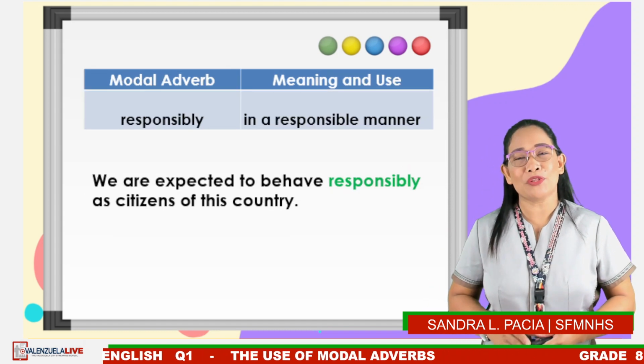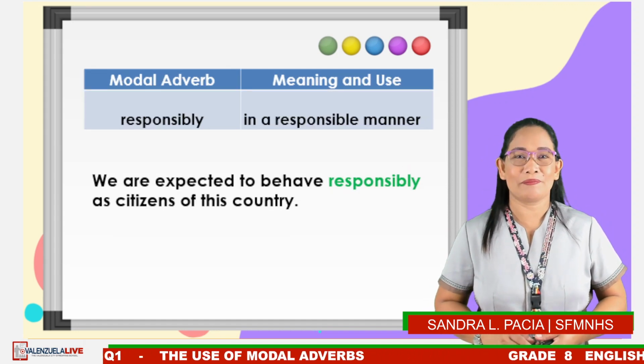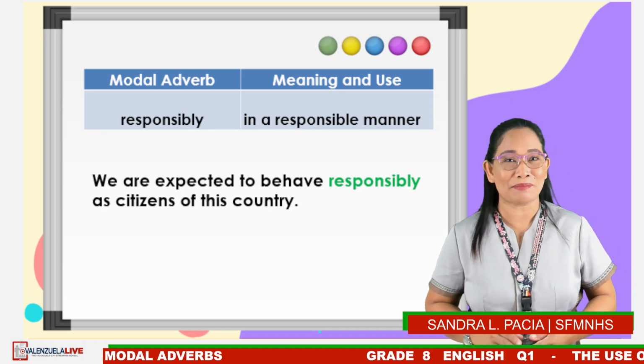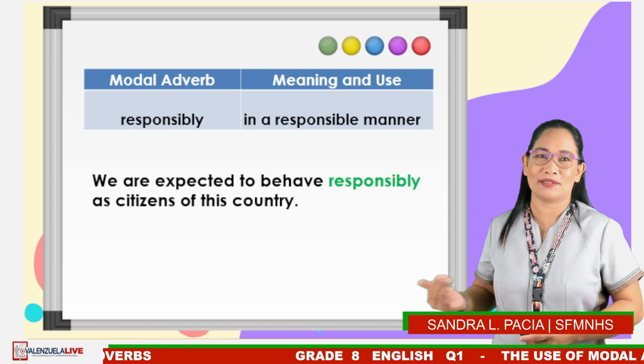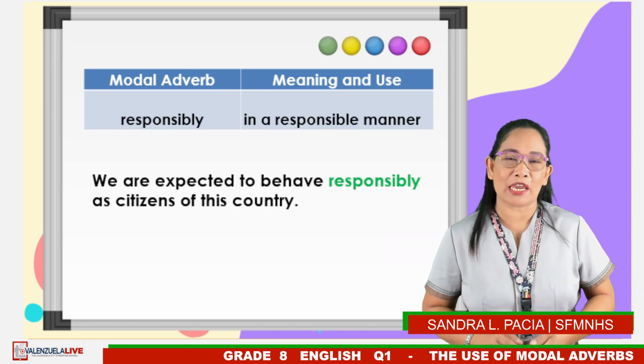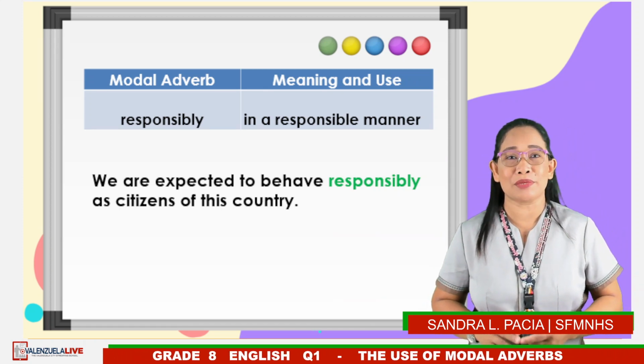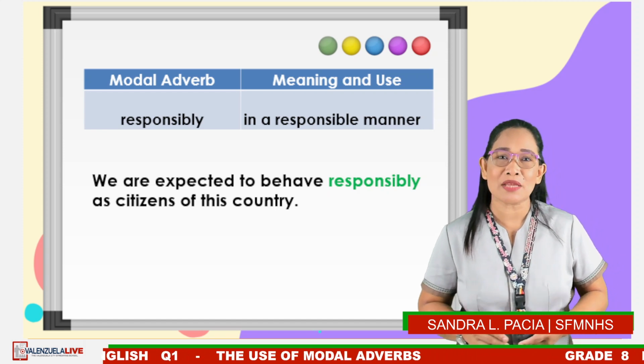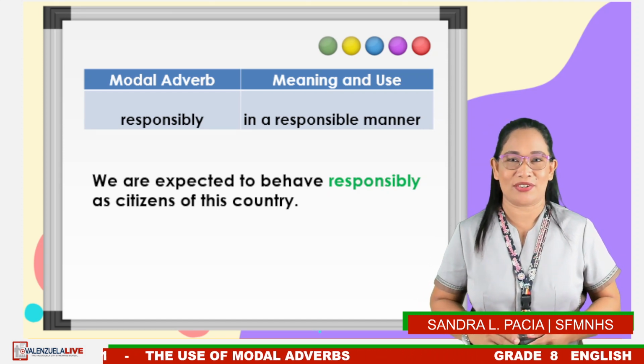Let us have the modal responsibly. This modal is used to state something in a responsible manner. Look at this one. We are expected to behave responsibly as citizens of this country. This sentence calls for us to be responsible as citizens of this country.